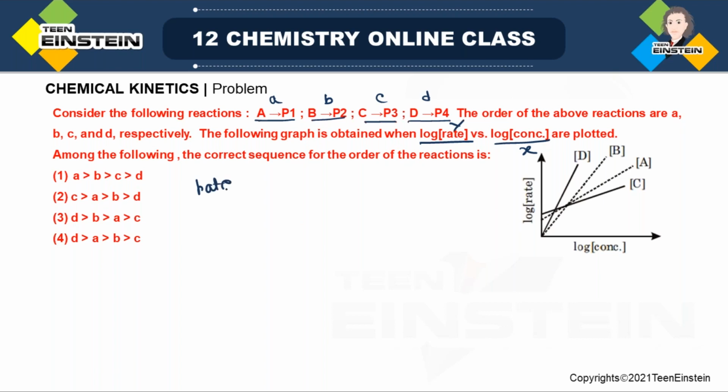Now rate is related to concentration, that is the rate expression. We know rate is equal to rate constant times concentration of any species, suppose I'm simply writing concentration, to the power n. This is a general expression, right? Now if we take log on both sides, it will be log rate equals log k plus log concentration to the power n, but as n is in the power, it will come before log.